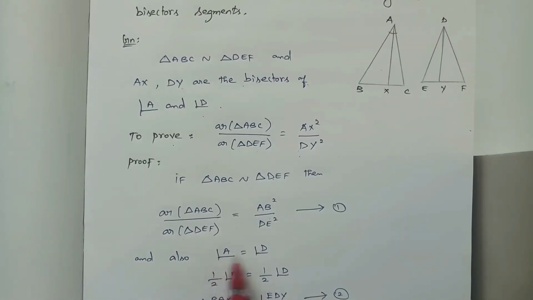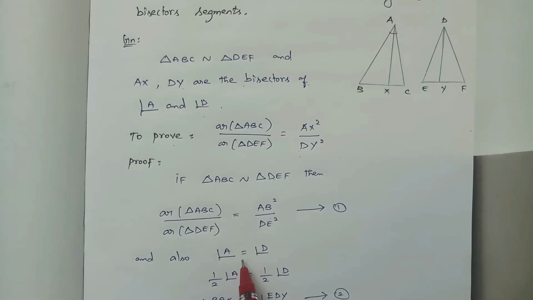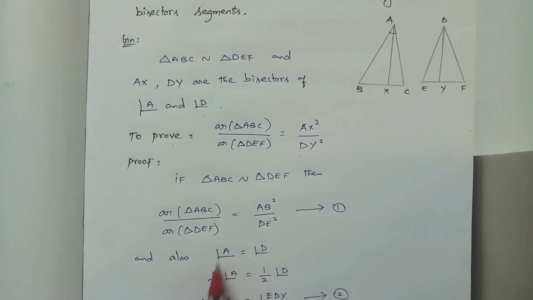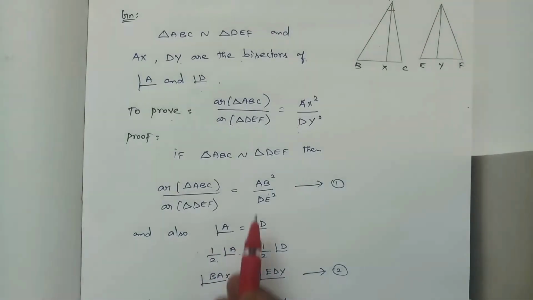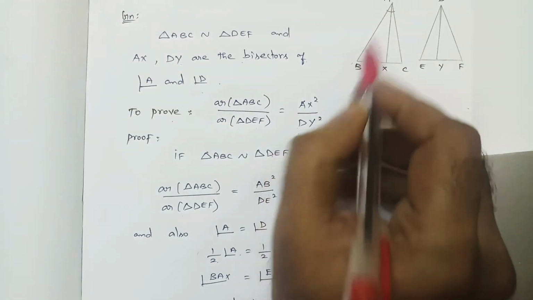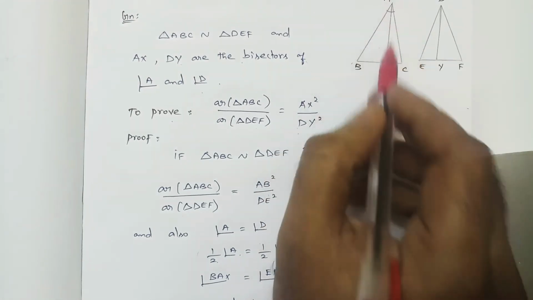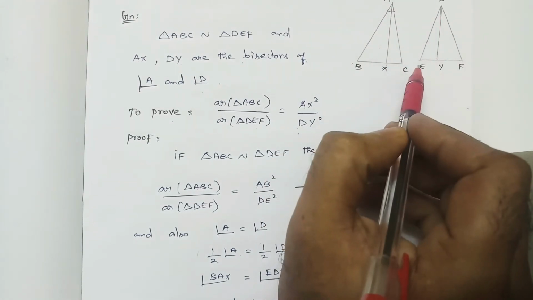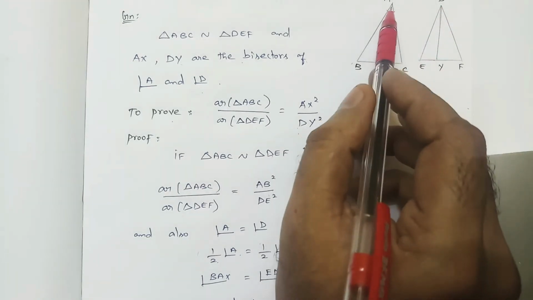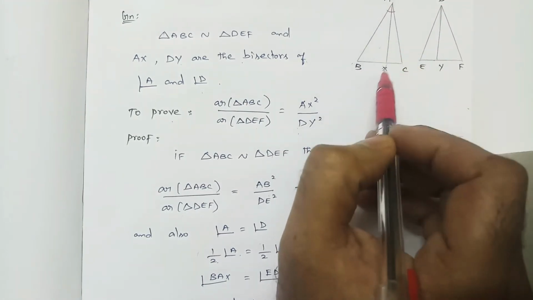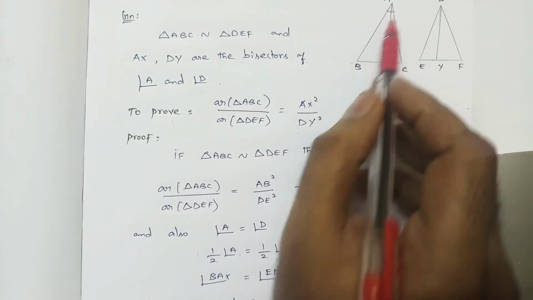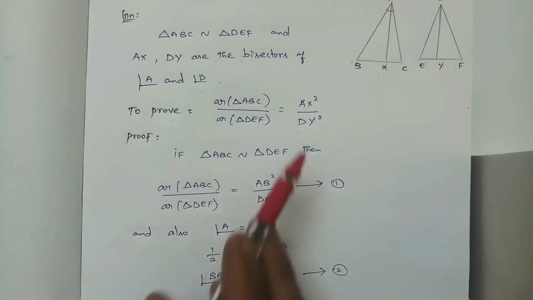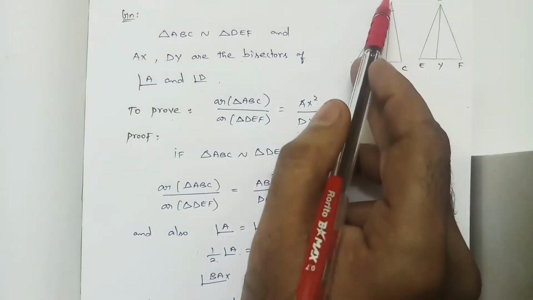If I divide both the LHS and RHS by 2, then it will become half of A is equal to half of D, right? What is half of A? Half of angle A is nothing but angle BAX, and half of D is nothing but angle EDY. Because AX is nothing but the angle bisector, right? So half of angle A is nothing but BAX or CAX, whatever it may be.